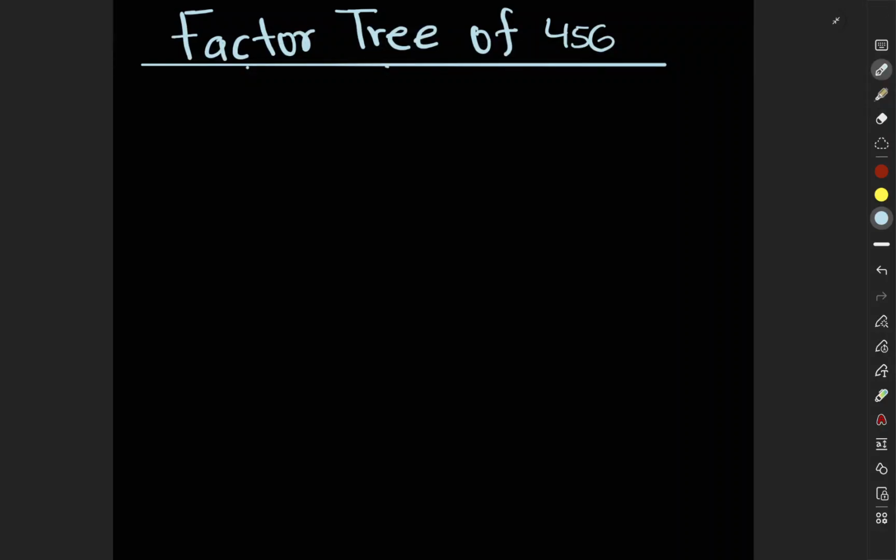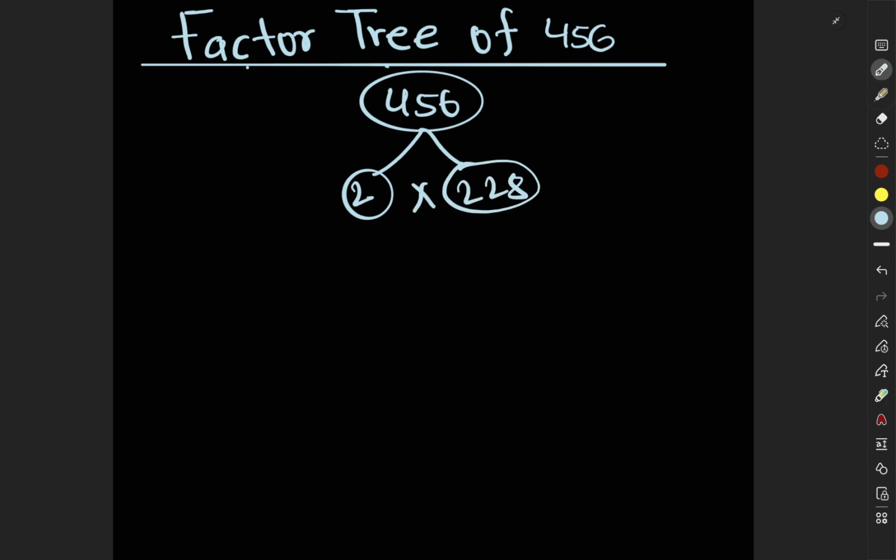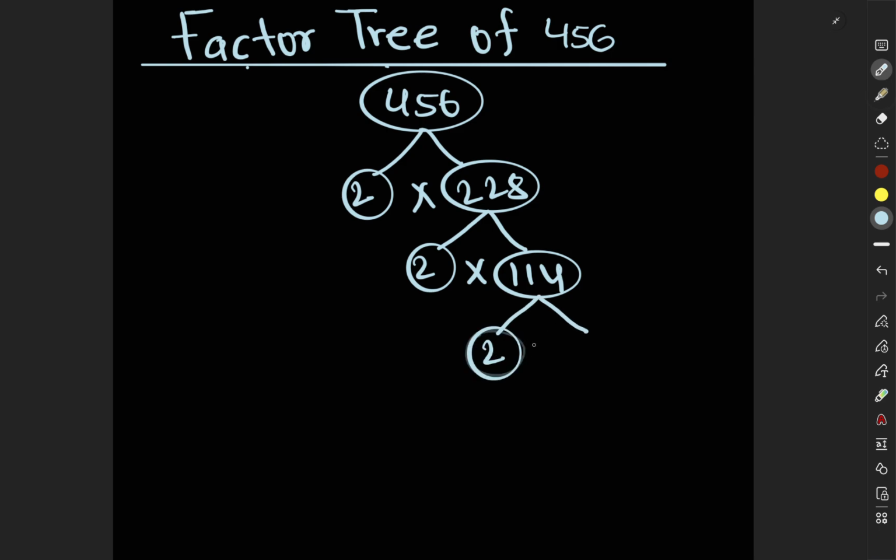Factorization of 456. So 456 can be written as 2 times 228. 2 times 228 means 456. 228 can be written as 2 times 114. 2 times 114 means 228. 114 can be written as 2 times 57. 2 times 57 means 114.